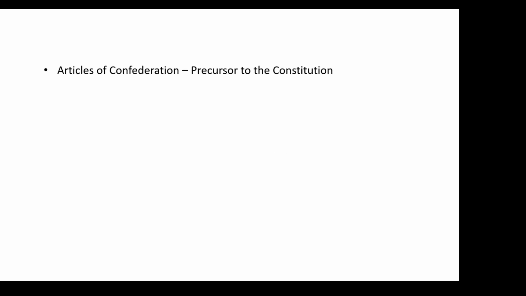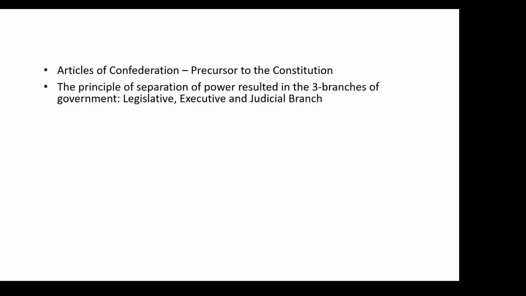So remember that the Articles of Confederation is the precursor. That's a document that came before the Constitution. The Constitution is the base document that is used to develop our resource management and budget process. And in the Constitution, the principle of separation of power was invested, and so it resulted in three branches of government: the legislative, executive, and judicial branch.